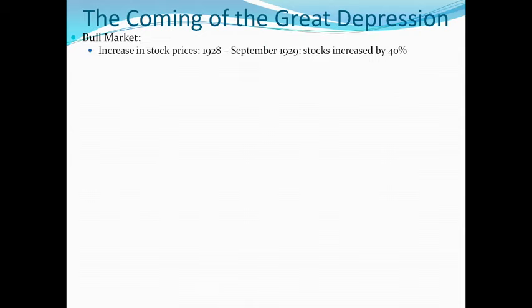So to talk about the Great Depression first, we need to understand what really caused it and why it happened. In the late 1920s, the economy was known as something called the bull market. The bull market classifies any stock market that is doing very well, when the stock prices have increased by a lot. The opposite of that would be called a bear market. Now, in the late 1920s, there was an increase in stock prices that lasted from 1928 to September 1929, and stocks increased by 40%, which is a substantial increase even in terms of the bull market.